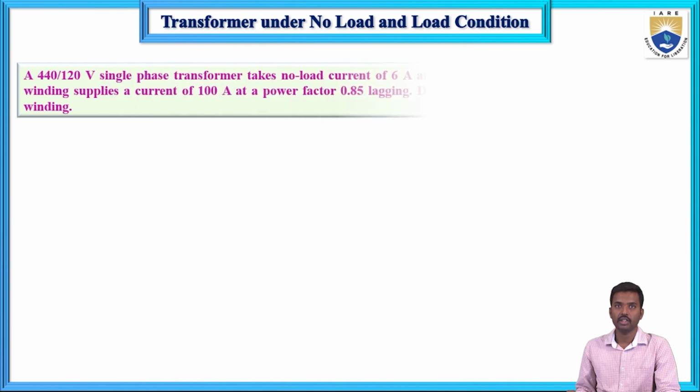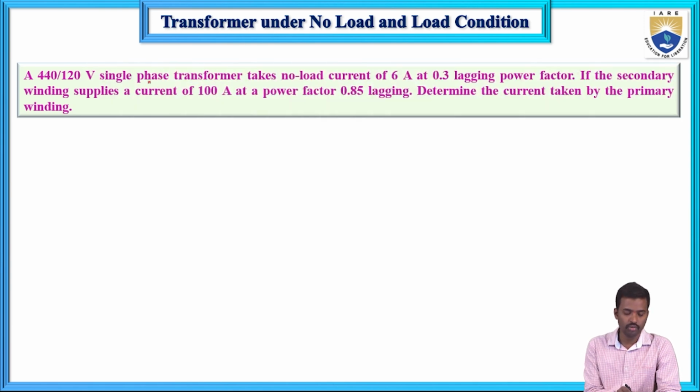Next, a 440 by 120 volt single phase transformer takes a no load current of 6 amp at 0.3 lagging power factor. If the secondary winding supplies a current of 30 amps at a power factor of 0.85 lagging, determine the current taken by the primary winding. So I1 you need to calculate.